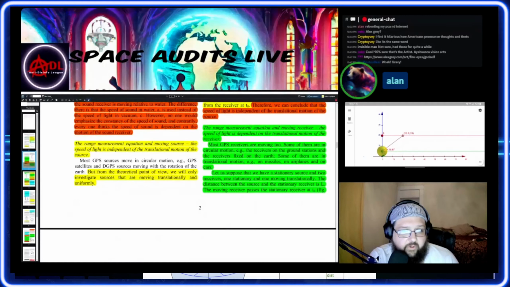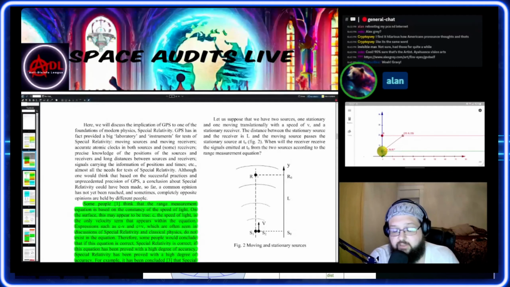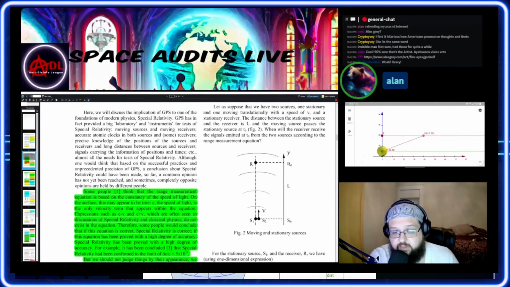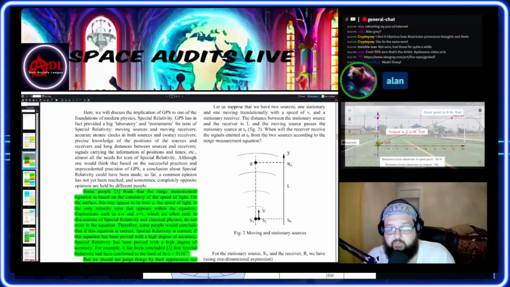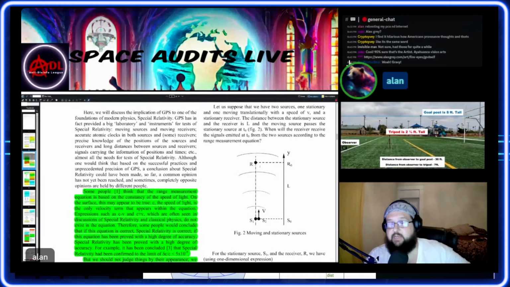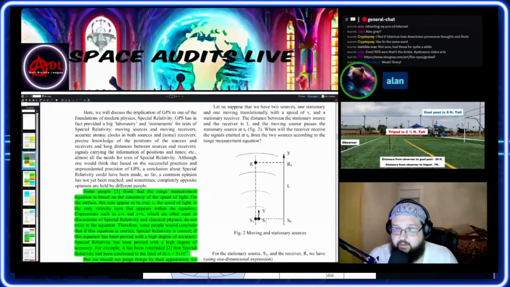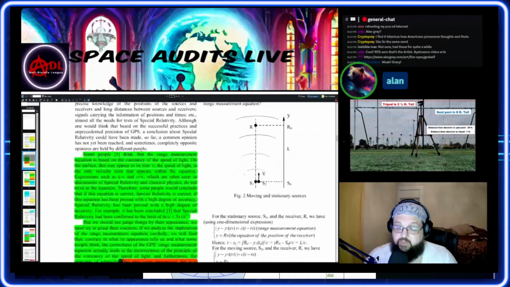But from a theoretical viewpoint, we will only investigate sources that are moving translationally and uniformly. So what he's saying here is special relativity predicts that if S1 is a stationary source emitting a signal, and S2 is a moving source emitting a signal, if S2 is moving along this line right here, along this y-axis, and right as these two points are at the same level and they intersect, and they both emit a signal at the same time, the stationary recipient receives them both at the same time. That's in alignment with the speed of light, or whatever the propagation is, irrespective of the motion of the thing emitting it, right?